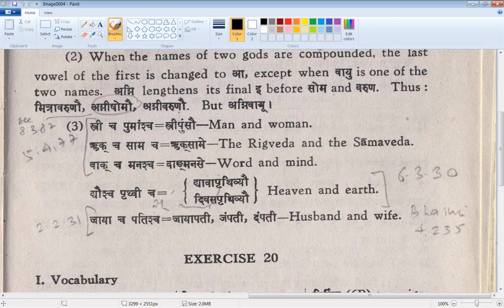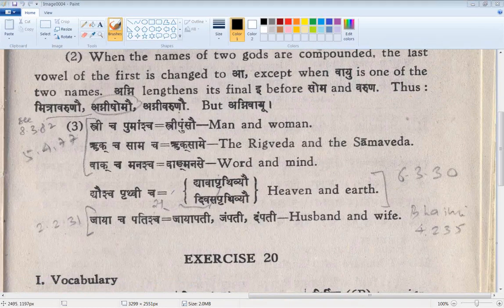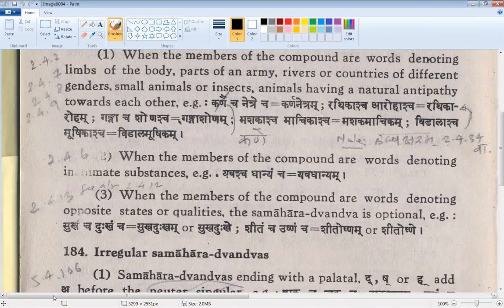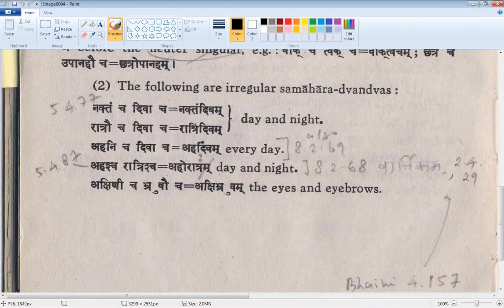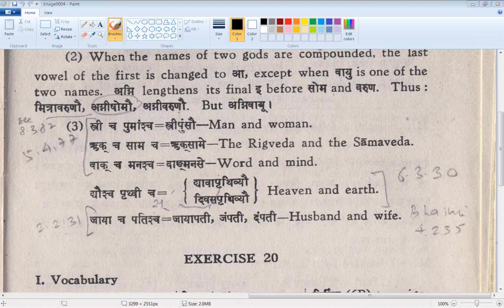But I forgot to mention that in 5.4.77, the Y is taken separately over here. On the prior page he was talking about the Samahara Dvandva, and now these are Itaretara Yoga. That's why I put them here, even though these are also 5.4.77 on the prior page. Before we were talking about samahara, now we're talking about the itaretara yoga. So these three, Stri Pumsau, Ruksame and Vang Manase, come in the Shiva Mahimna Stotram, very first line: Vang Manasayo.